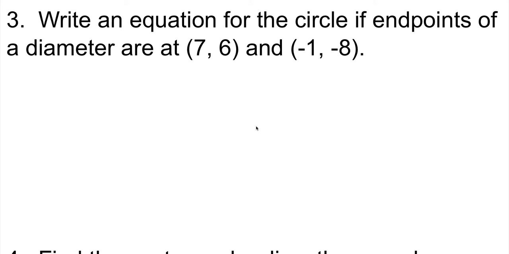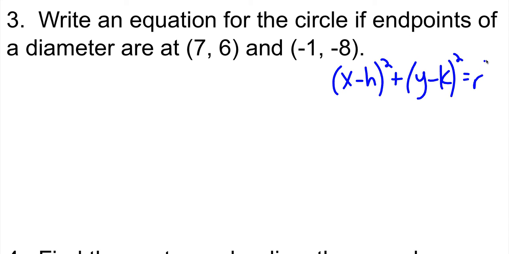In this problem, we're given a slightly different scenario. We want the equation of the circle still. So our goal is still going to be (x − h)² + (y − k)² = r². This time we're given the endpoints of the diameter, (7, 6) and (−1, −8). I'm going to go ahead and graph that real quick.